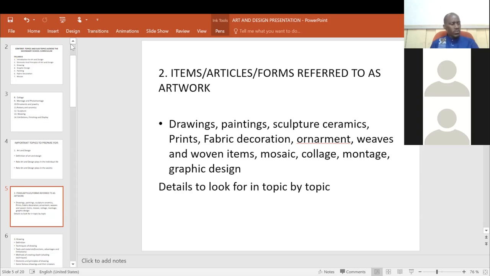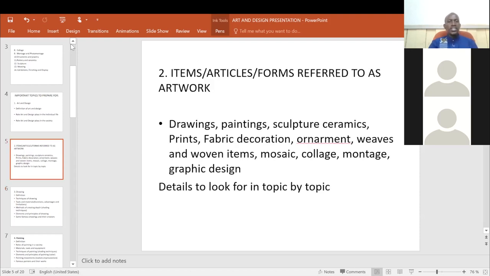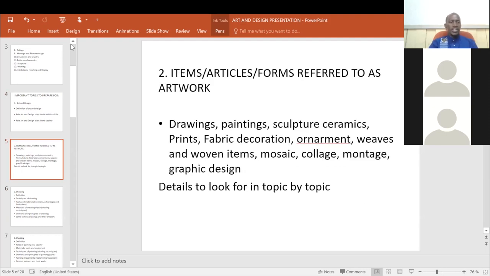Now, during the process of learning, you need to look for specific paths guided by the syllabus of art. Details to look for topic by topic when doing your revision. We shall begin with the first topic in the syllabus, introduction to art.